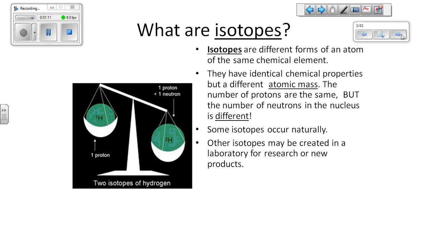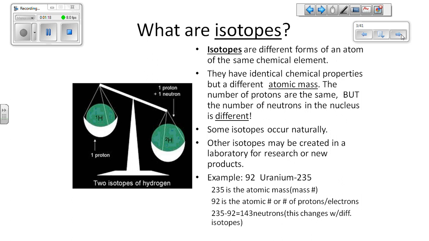Some isotopes do occur naturally, and some of them are made or created in a lab for research or for new products. Let's look at an example of an isotope, uranium-235. When it's written in this form, remember the number behind the name represents the atomic mass or the mass number. If I take this number and subtract 92 from it, I would get 143, which would be my number of neutrons. This is a number that can change with different isotopes.